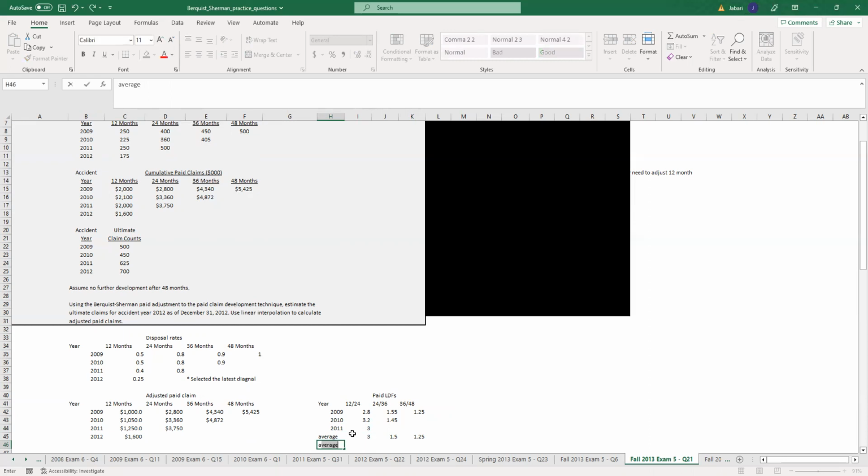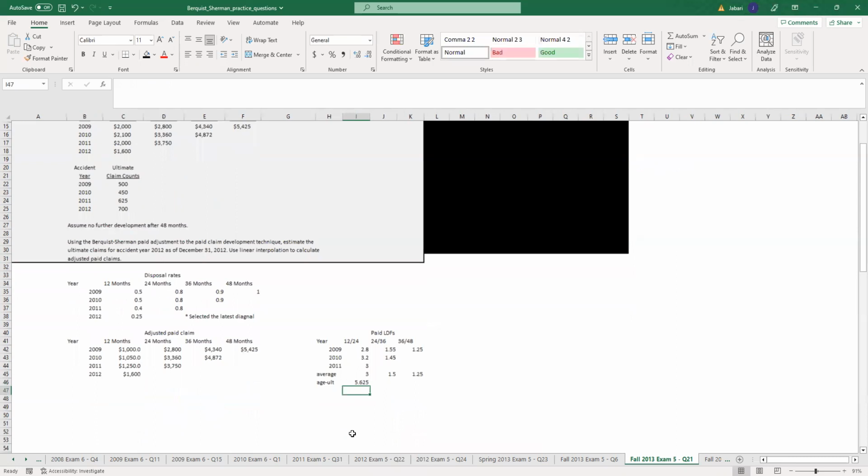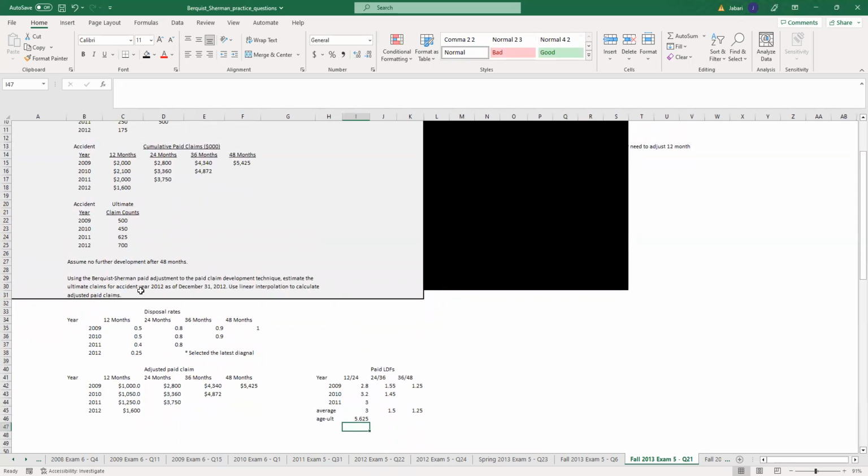That's good. And then we get the select age to age to ultimate factor, which is the product of age to age. And really we only need the 12 to 24, because they want us to calculate the AY 2012 ultimate claims. All that is the paid claims times that age to ultimate factor. And that is our answer.